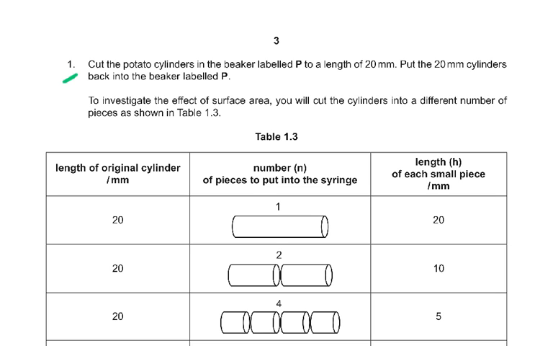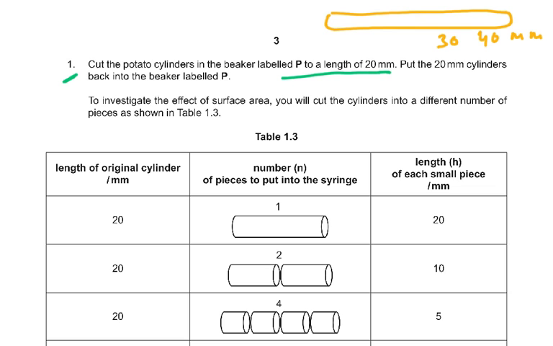Now, part 1 says cut the potato cylinders in the beaker labeled P to a length of 20 millimeters. We were asked to give you different lengths, because the potato size was usually between 30 and 40 millimeters, so they were longer ones. You had to cut them to 20 millimeters. How would you cut them? You would keep a scale next to it and measure it, and then you would cut it there and remove this part, and you would be left with a 20 millimeter length of potato.